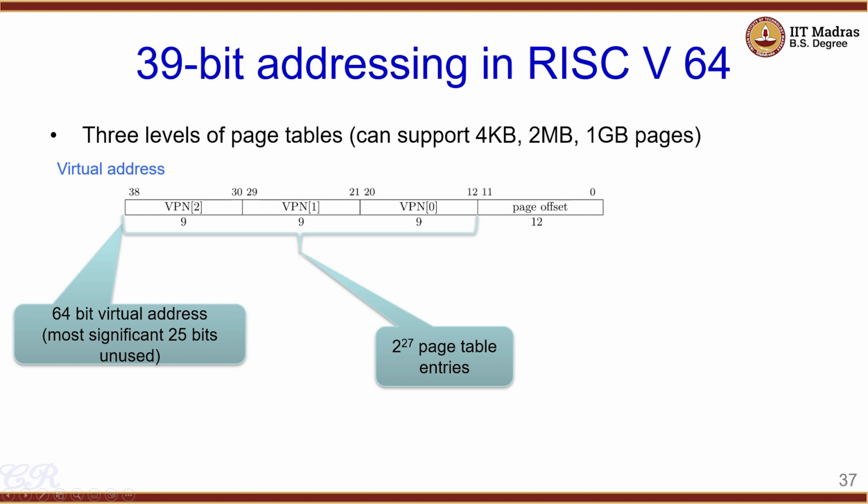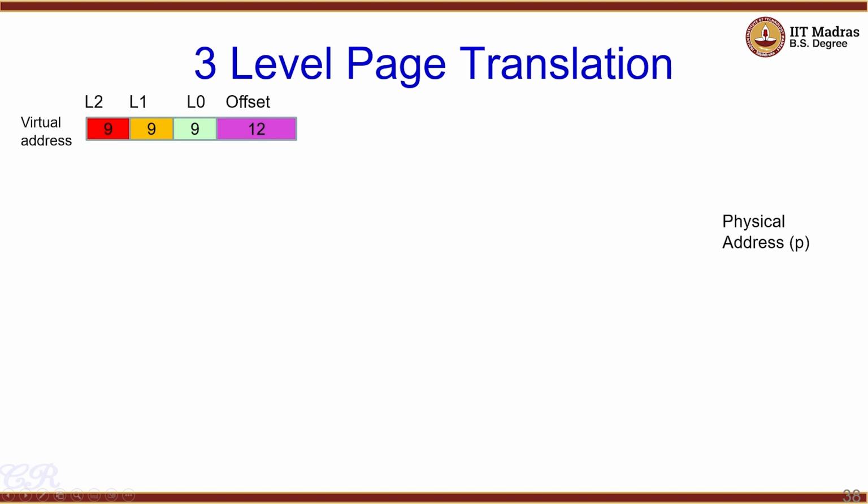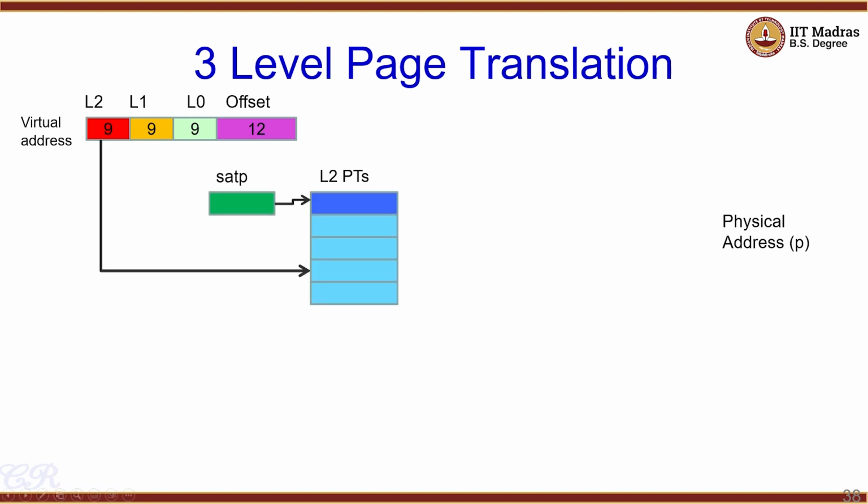The second thing you would notice is that because we have 3 levels of page tables, the page directory, first level page table and second level page table, each page table entry has 9 bits. So we have a total of 2 power 27 page table entries. This is how the virtual address looks: you have the offset, which is 12 bits, and level 0, level 1 and level 2, which are 9 bits each. When this virtual address gets generated, it goes into the memory management unit.